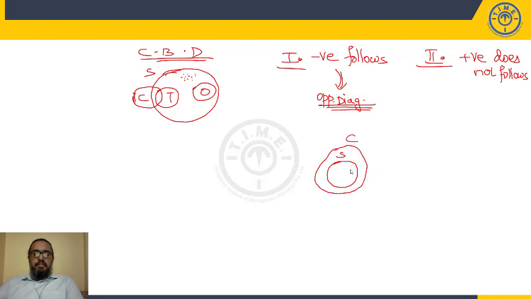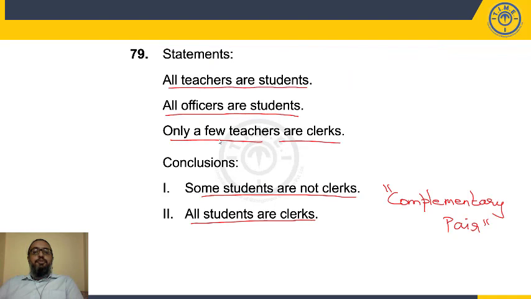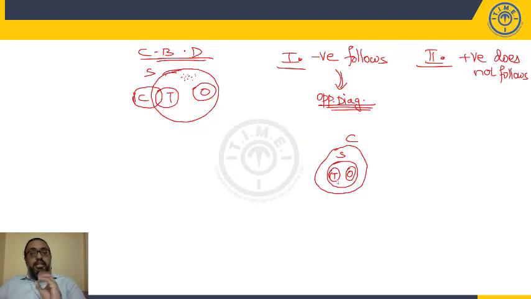Okay. Now we redraw the statements. So the first one is all teachers are students. Okay. All the teachers are students. Then the second one is all the officers are students. Correct. And the third, only a few teachers are clerks. Only few teachers are clerks. That means there must be some teachers which do not come under clerks. But what is happening? All the teachers are coming inside clerks. So is the positive satisfying? No, it is not. So if the positive is not satisfying, then we should say the given negative follows. Correct? So here you will not get either or.